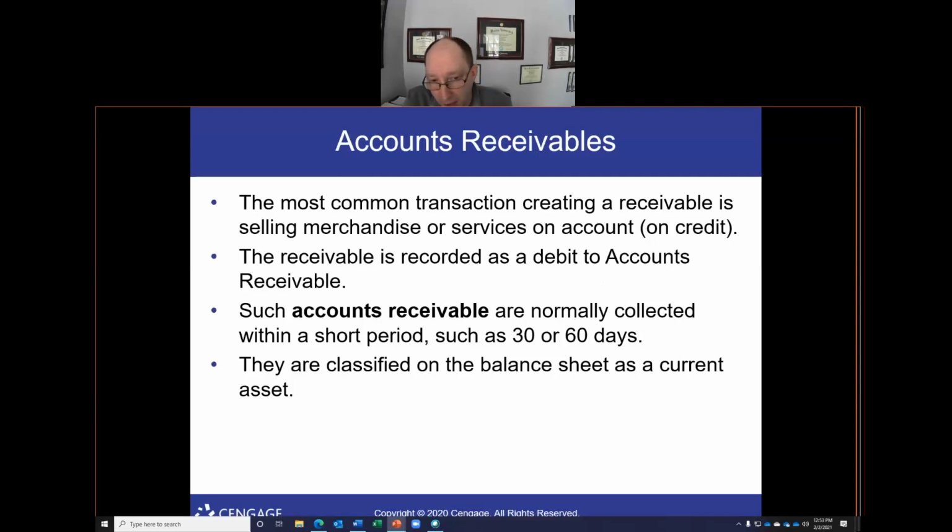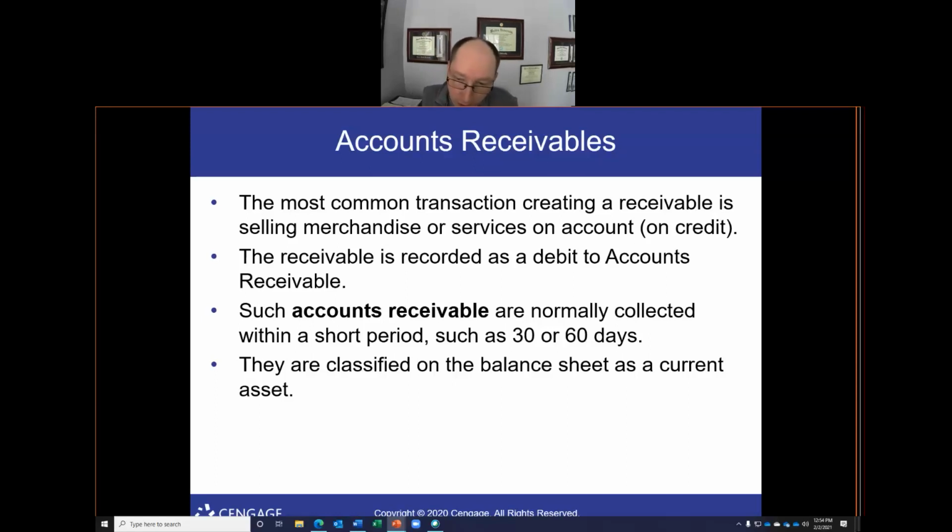Ultimately, the customer will pay us. So when I sell something on account, I debit accounts receivable and I credit sales. Normally, the customer will pay me within 30 to 60 days. When the customer pays me, eventually, hopefully in less than 30 to 60 days, we debit cash to increase our cash, and we credit accounts receivable to reduce the accounts receivable.